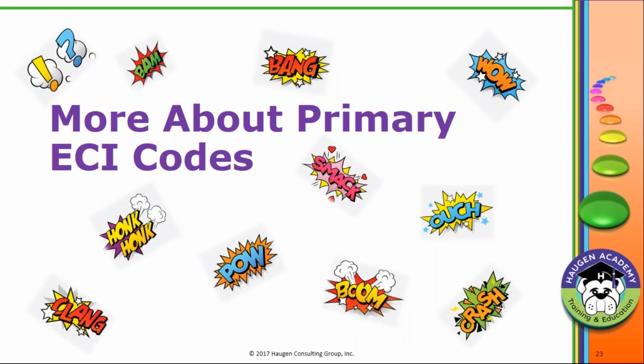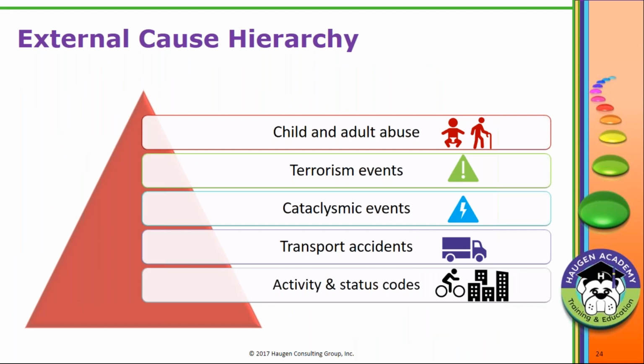A couple of additional things about primary external cause of injury codes. There is a hierarchy, and you hope that you never have to use this hierarchy. You really hope that all of the cases that you code are just accidents, things happening from people falling down the stairs or cutting themselves while they're cutting up vegetables for dinner or something along those lines. But unfortunately, the reality is that things like child and adult abuse and terrorism exist. And so there is an external cause hierarchy.